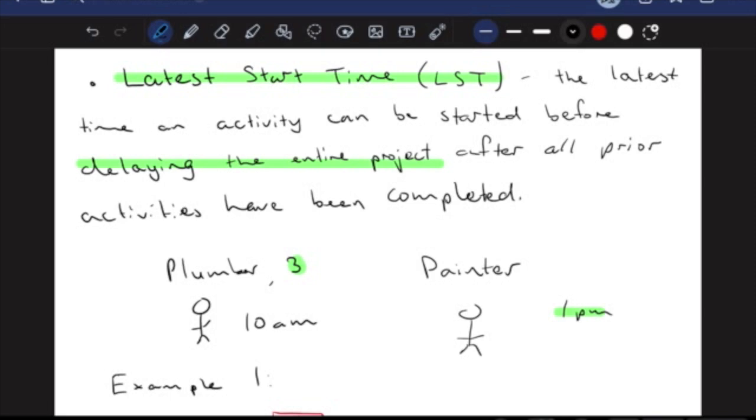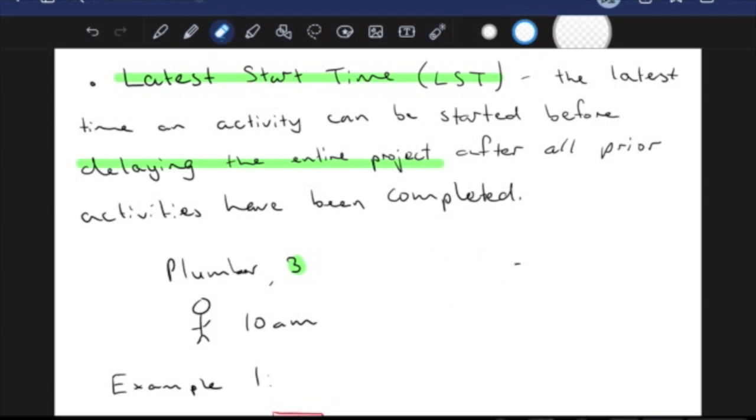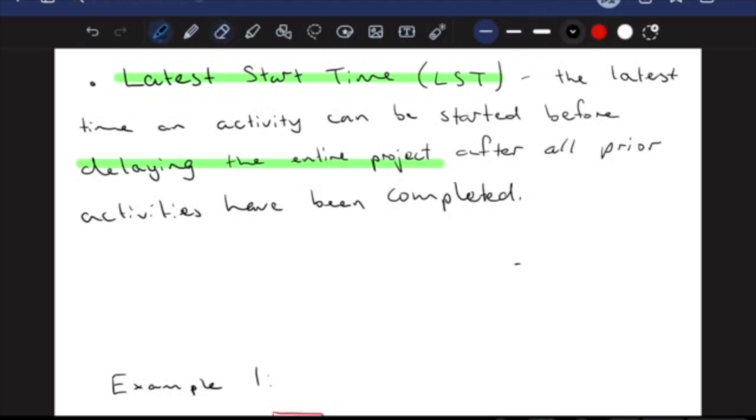So we can kind of see here that if we mess up the timing of this, then it can significantly delay a project. A plumber coming in and starting later than the latest start time can be pretty disastrous, especially if you're looking at a large scale kind of operation. And this is what our network diagrams are all about. We're really just talking about activities that make up a project.